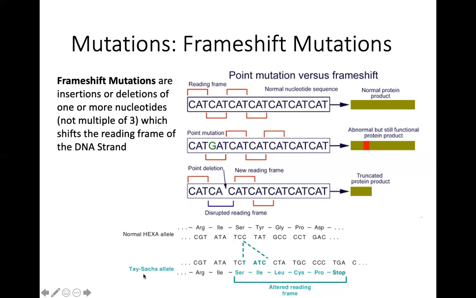Now, with the Tay-Sachs allele, what happens? There is an insertion of 4 nucleotides, not a multiple of 3. So you insert in the middle, and there is an alteration of the reading frame. So it's totally different from the point of insertion until the stop codon. As in a whole new protein is produced. So that's an example of your frameshift mutations.